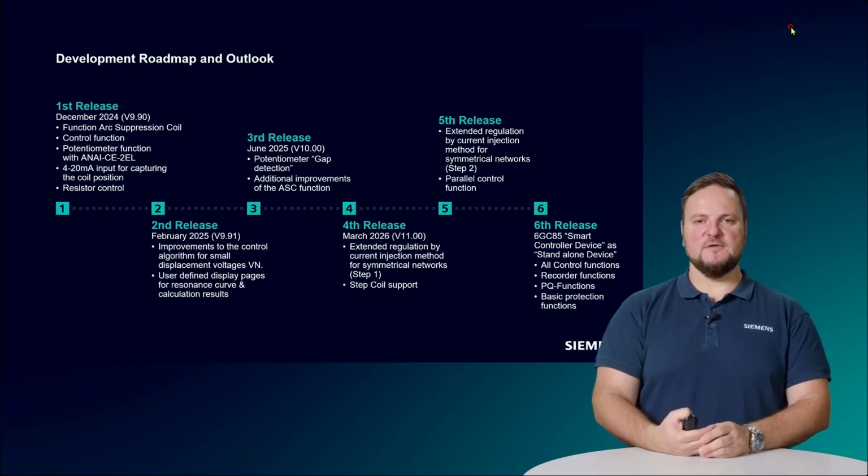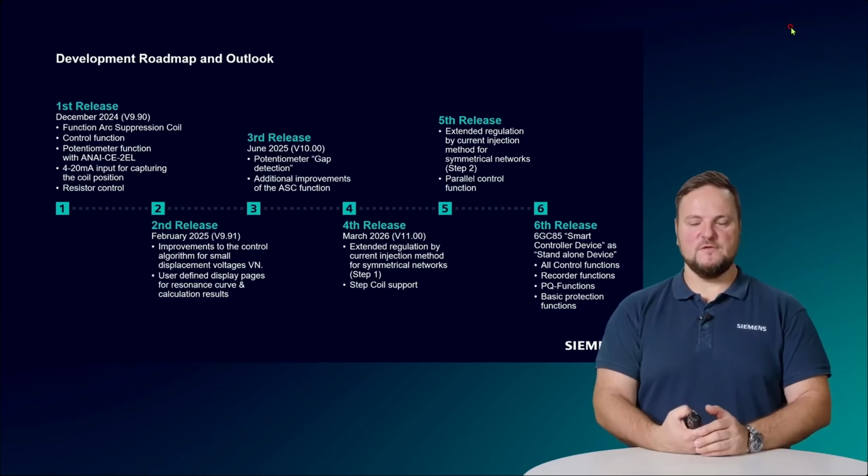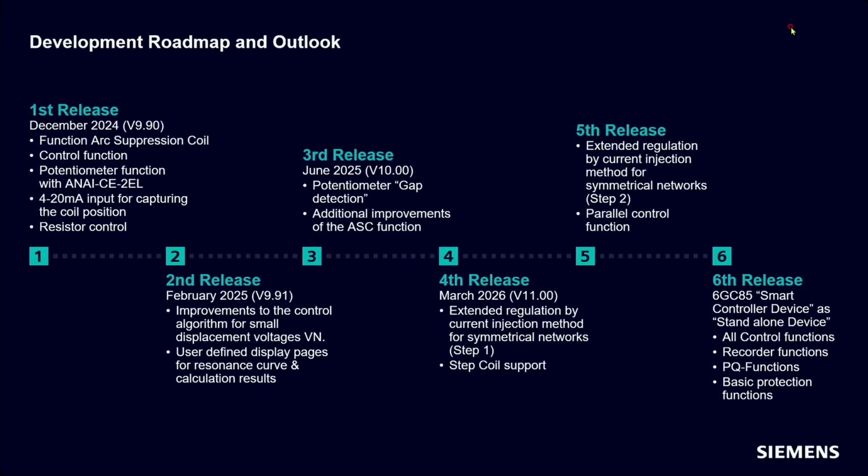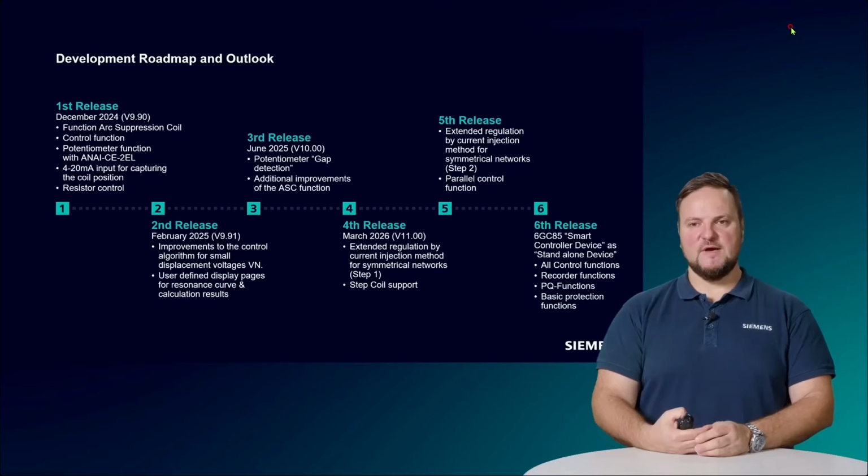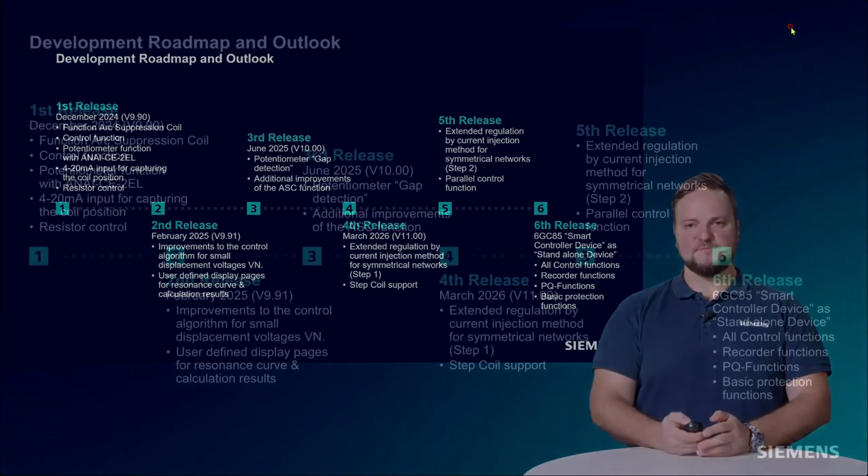And last but not least on our roadmap is also to bring a standalone device, a smart controller, to the market, which contains all the control functions besides the arc suppression coil, also the voltage controller. We want to add power quality functions to that device, and of course some basic protection functions. This is a new device type which will definitely come on the market, a standalone controller device.